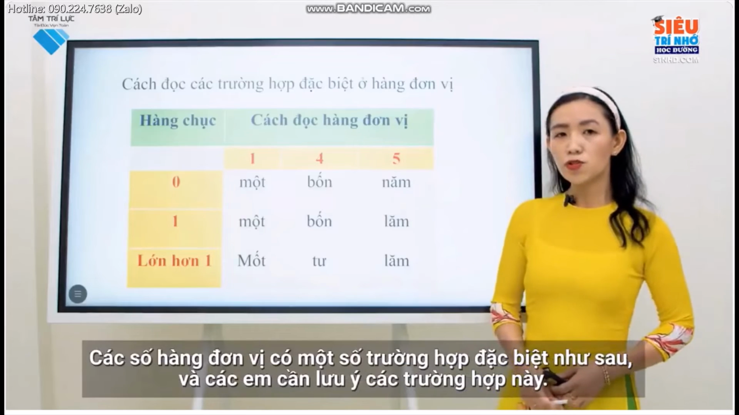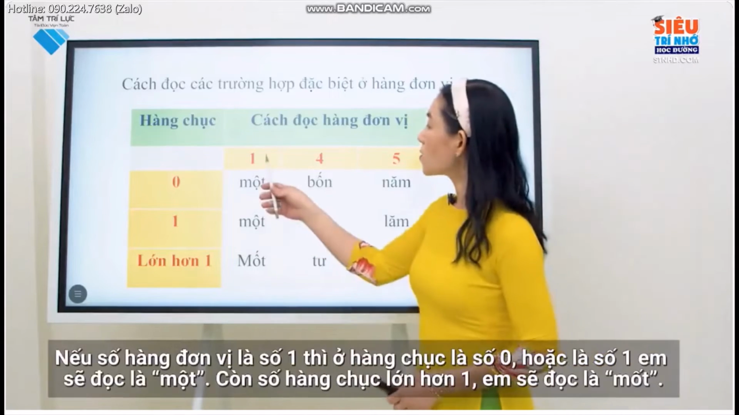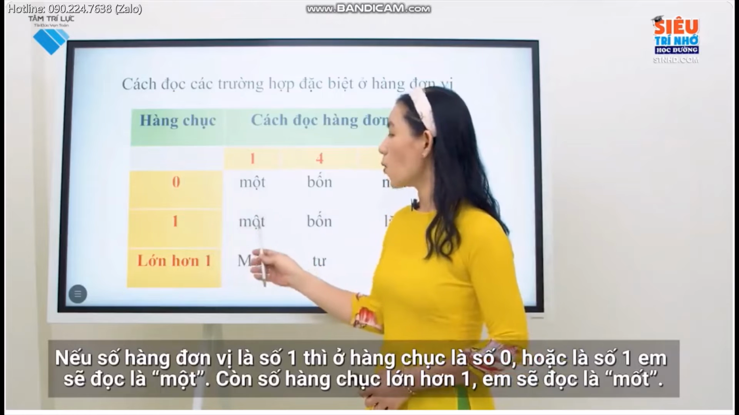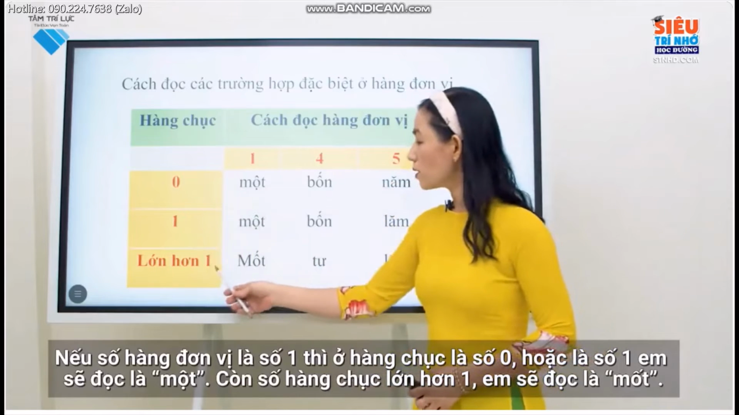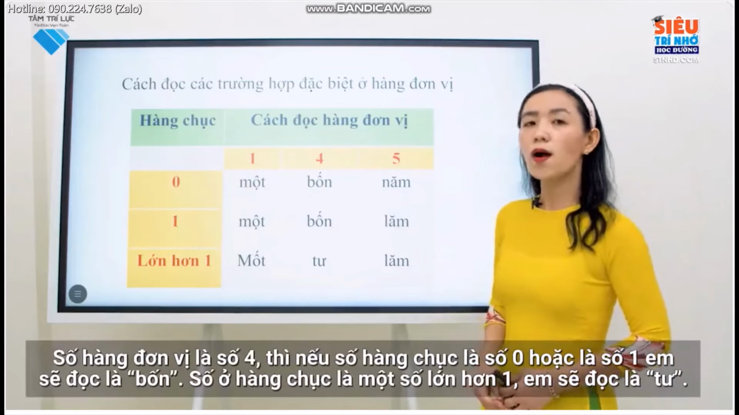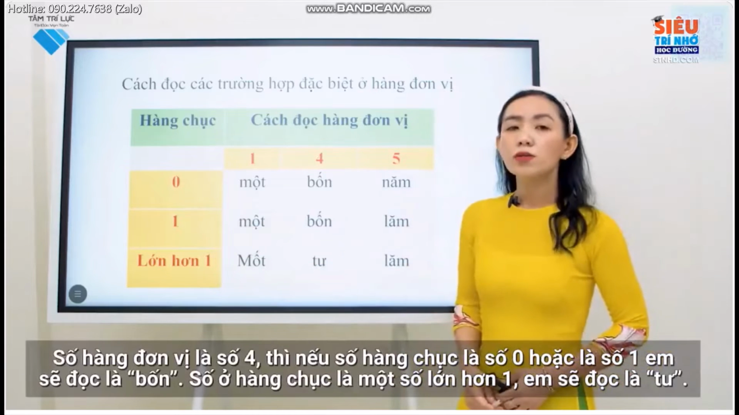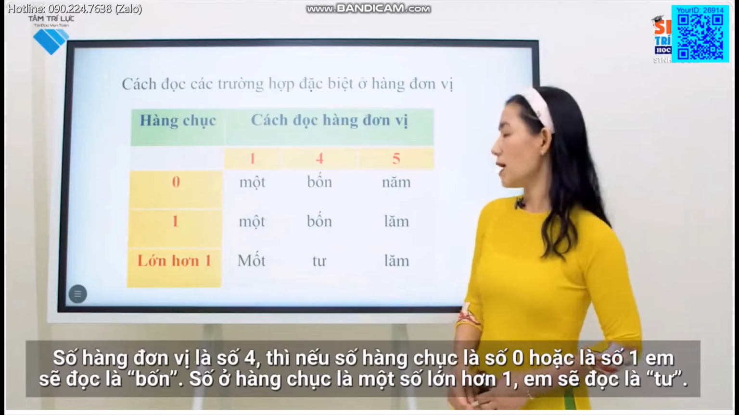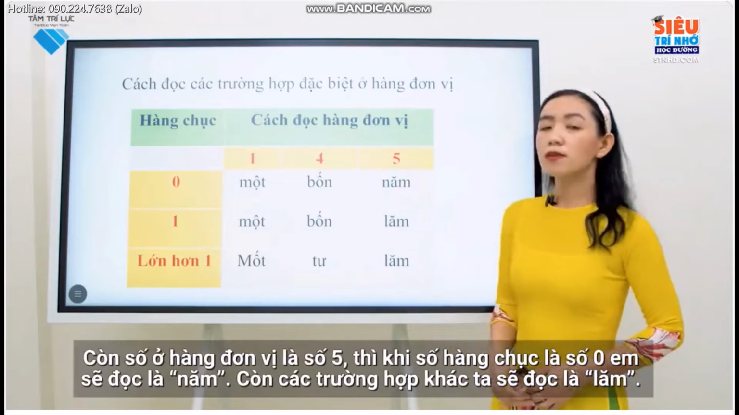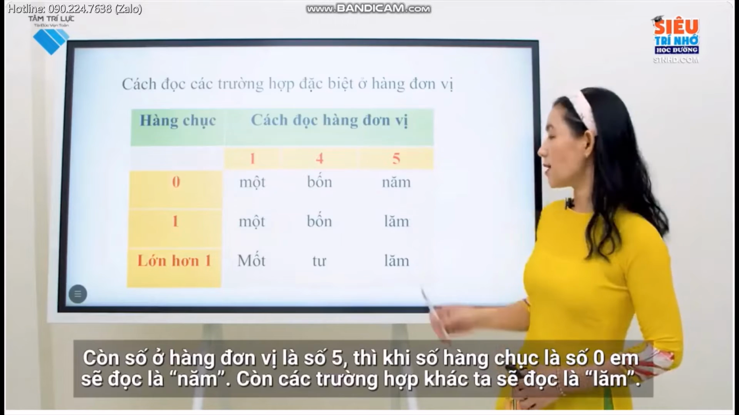Below are some special cases in the units. Please pay attention to these cases. In a number, if the unit is 1 and the tens is 0 or 1, you say 1. And if the unit is 1, the tens is greater than 1, you say 1. In a number, the unit is 4. If the tens is 0 or 1, you say 4. And if the tens is greater than 1, you say 4. In a number, the unit is 5. If the tens is 0, you say 5. In other cases, we say 5.